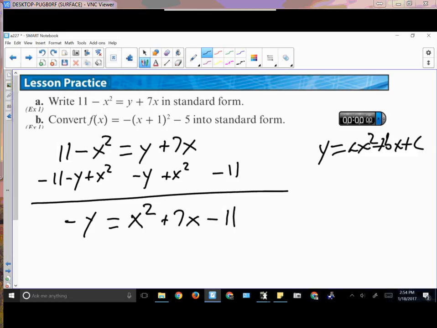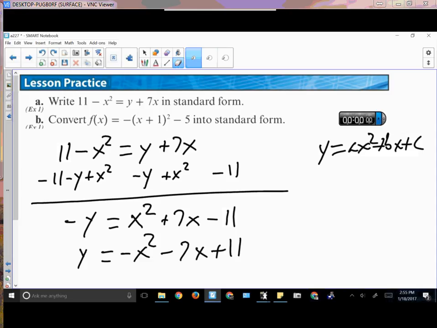The problem is you're not done yet, because you want to know what y is equal to, not negative y. So all the signs change. Y is equal to negative x squared minus 7x plus 11. This is why the easiest thing that you can do is figure out where y is equal to, where y is positive, move everything to the other side. So that's what that one looks like.